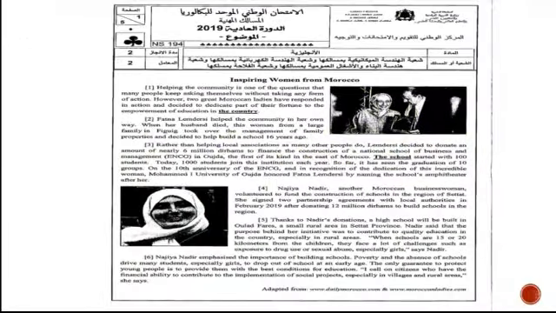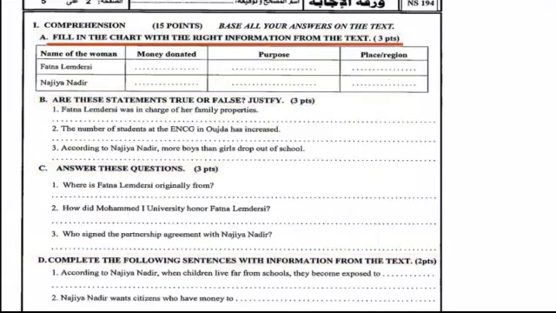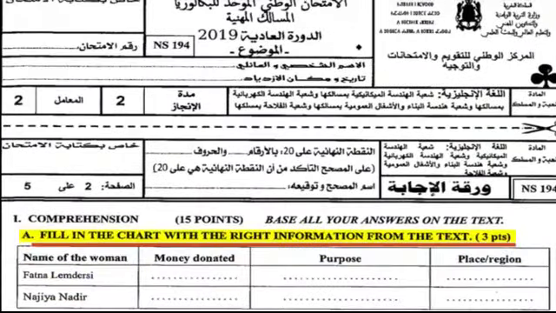Now we're going to go into detail with the questions that you're going to have in the national exam, especially the comprehension. This is the paper. As you can see, we have many questions: question A, B, C, D, and then E, F, and so on. We start with question A: fill in the chart with the right information from the text.